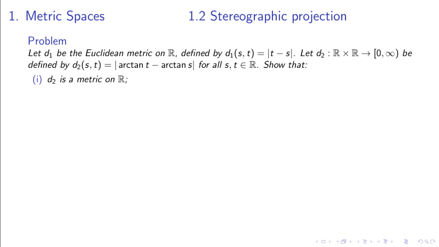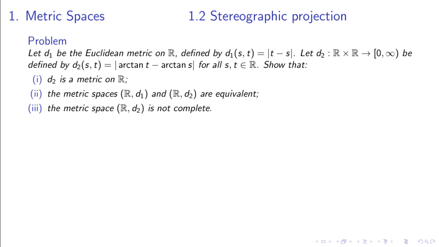We want to show three things. Part 1. The function d₂ is a metric on ℝ. Part 2. The metric spaces (ℝ, d₁) and (ℝ, d₂) are equivalent. That is, they induce the same open sets. Part 3. The metric space (ℝ, d₂) is not complete.